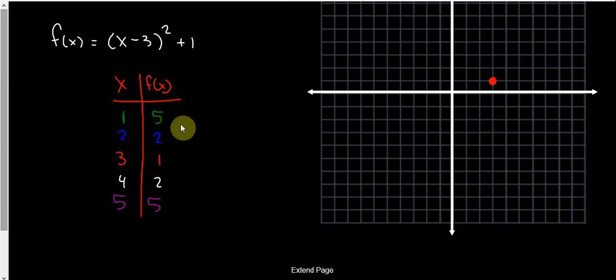Let's go graph all these points. 1, 5. So 1, 1, 2, 3, 4, 5. I think I counted correctly. I'm very bad at counting graph tick marks correctly. 2, 2. The point 4, 2. So 1, 2, 3, 4, 1, 2. And finally, the point 5, 5, which I believe is right there.